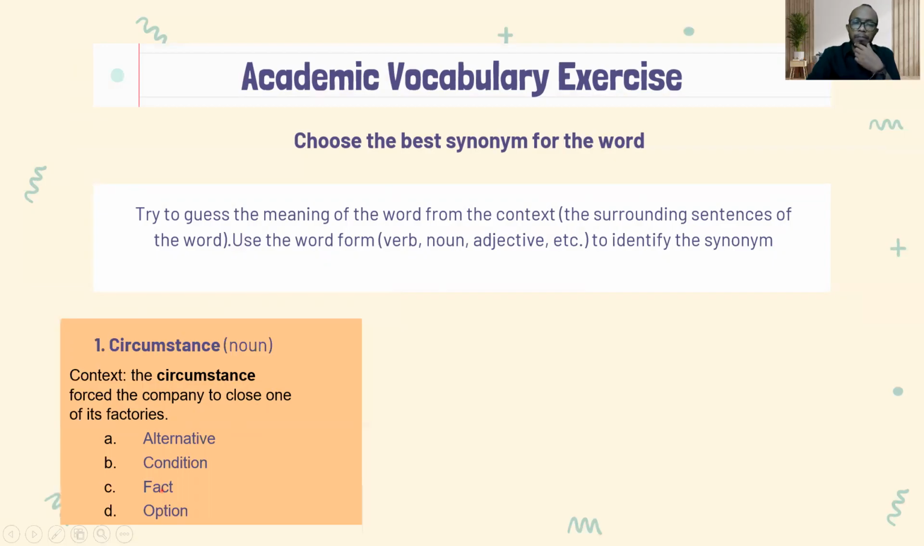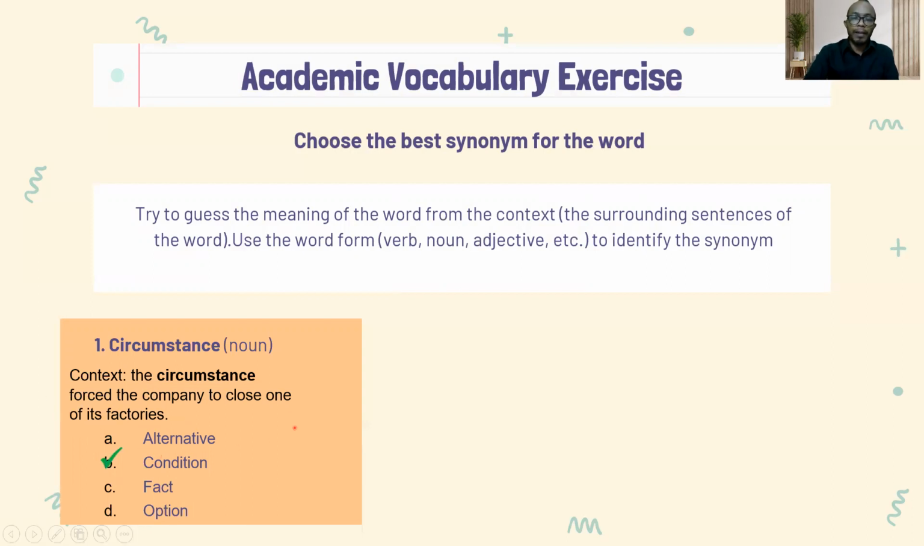Is it a fact? Let's try to put it there. The fact forced the company to close one of its factories doesn't sound very sensible, does it? It might not be the answer. So let's go with option. The option forced the company to close one of its factories, that also doesn't sound very suitable. Let's try B, condition. The condition forced the company to close one of its factories. Yes, that sounds very sensible. So the best synonym for this is condition.